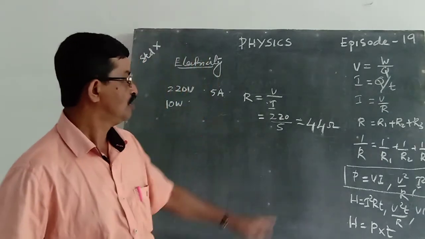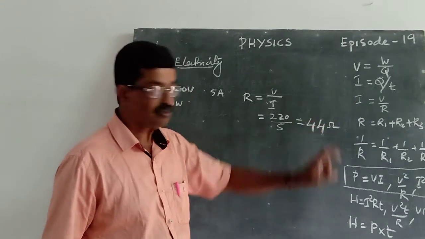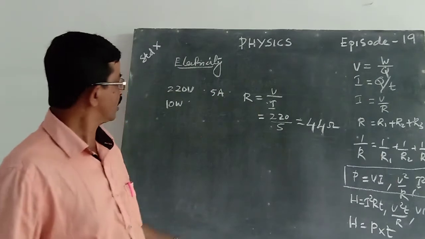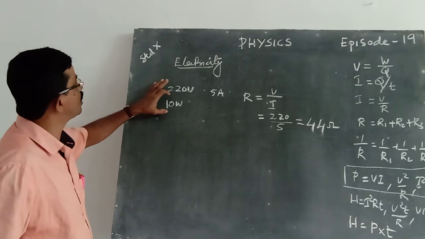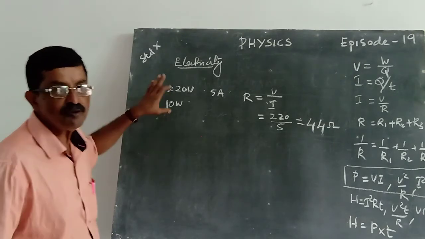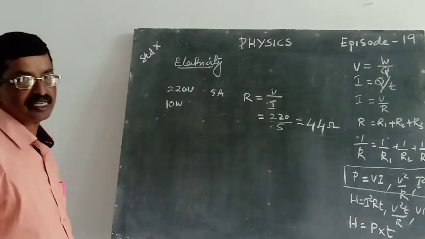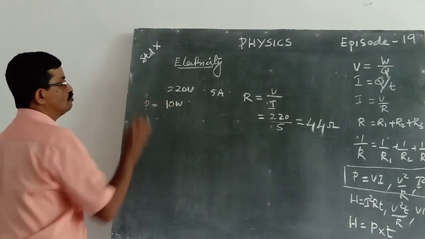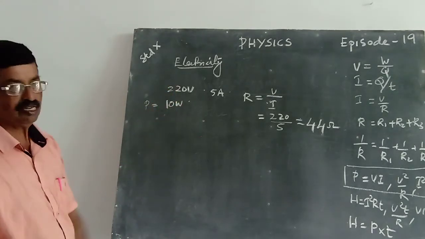That means in the circuit, resistance is 44 ohm. To get this 44 ohm resistance, we want to know how many resistors should be connected, or how many 10 watt bulbs should be connected in parallel. First of all, we can find the resistance of this 10 watt bulb. That means we know this is the power of that 10 watt, and 220 volt is also applied to it.